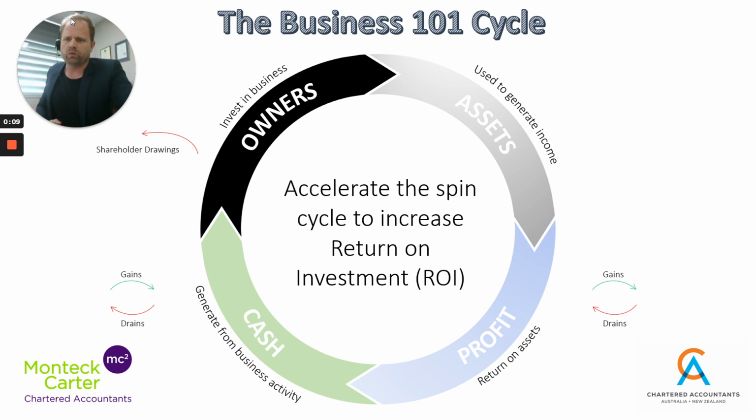This is a follow-on from last week where I spoke about the Business 101 cycle. And just a quick recap, this is essentially around how we can turn our assets into profit and then into cash. The idea being that the faster that we can get this cycle spinning, the higher our return on investment is going to be.